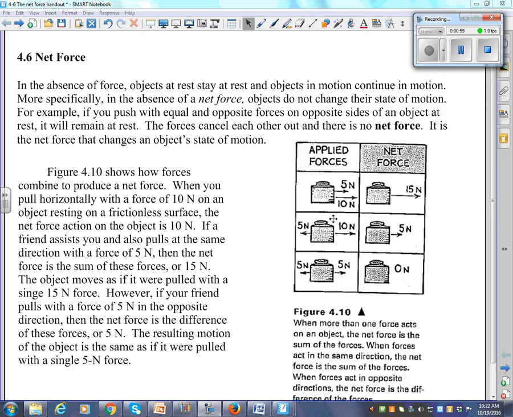5 plus 10. What if they pull opposite? Well, then you get a net force of 5. What if they both pull at 5? Well, then you get a net force of 0. And the object doesn't move.